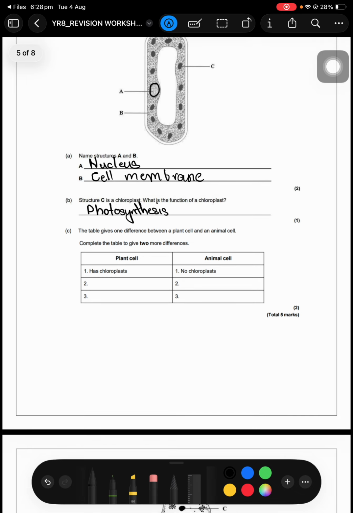The table gives one difference between plant and animal cells. Complete the table to give two more differences. So the plant cell has a cell wall and has a vacuole. So the animal cell has no cell wall and no vacuole.